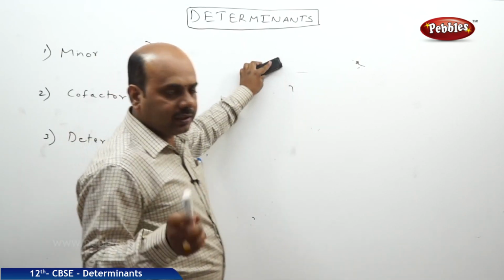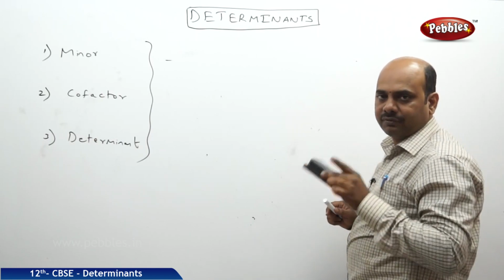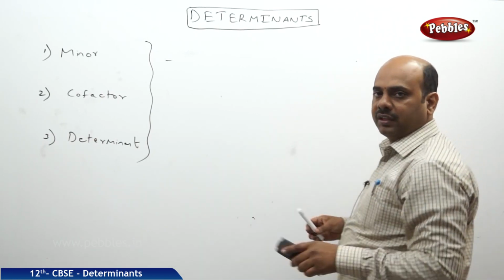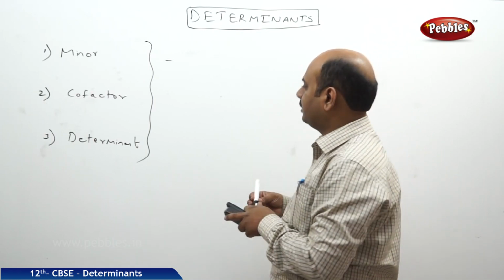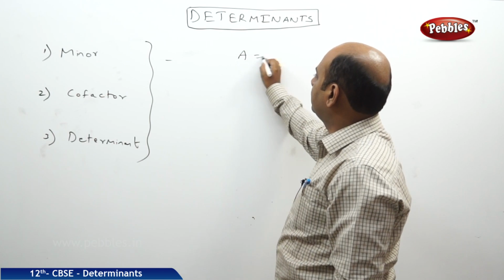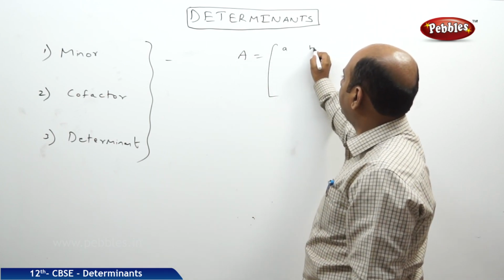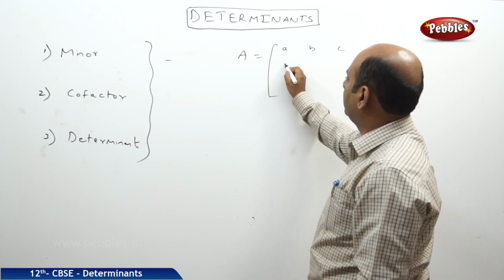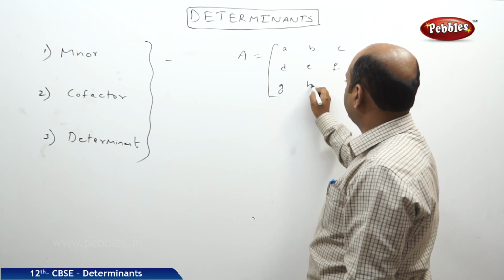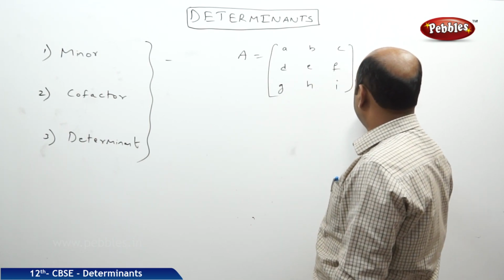Before learning the determinant of 3 by 3 matrices, we need to know what you mean by the minor of a matrix. Here we are discussing the minor of a 3 by 3 matrix. For this, I will take an example. Capital A is equal to a, b, c, d, e, f, g, h, i. It is a 3 by 3 matrix.